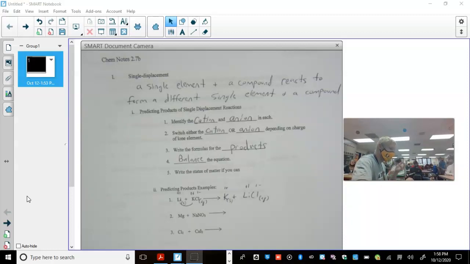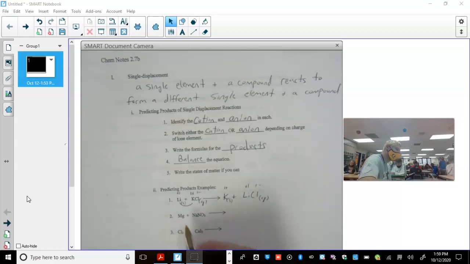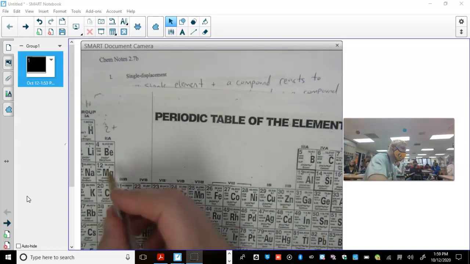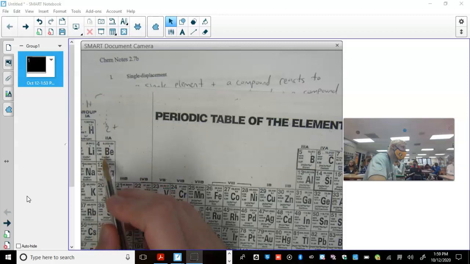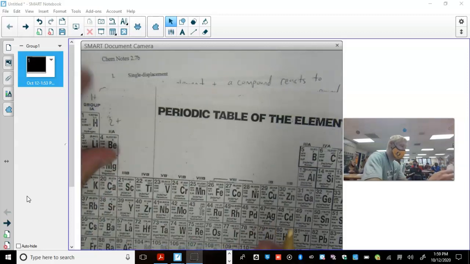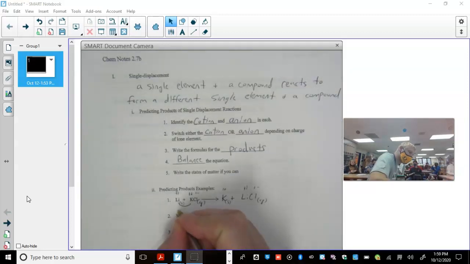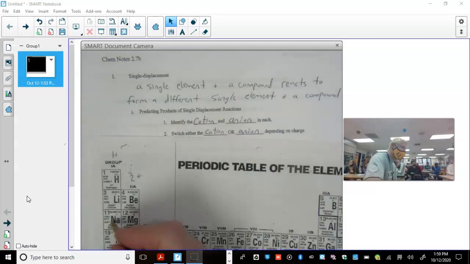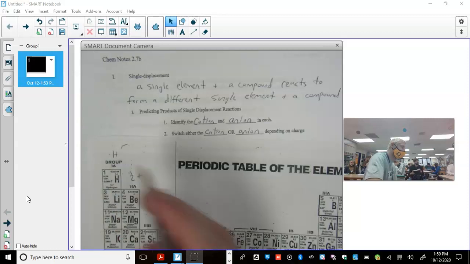That's single replacement reaction. So we're going to do a couple examples, and then that'll be it for notes. So first thing, Mg, Na, and NO3, we got to figure out what the charges are. So Mg is in the second column, which is 2+ charge. So I'm going to put a little 2+ above it. And then sodium and nitrate. Sodium is in the first column, so it's a 1+ charge.